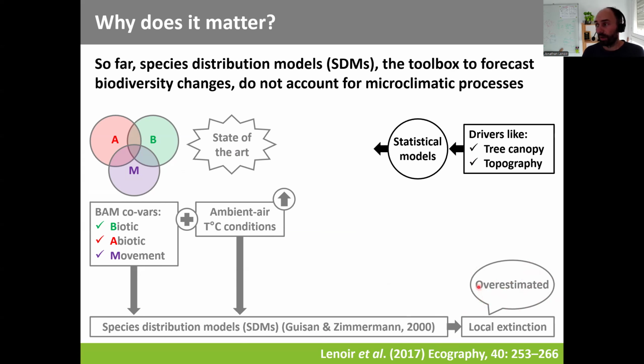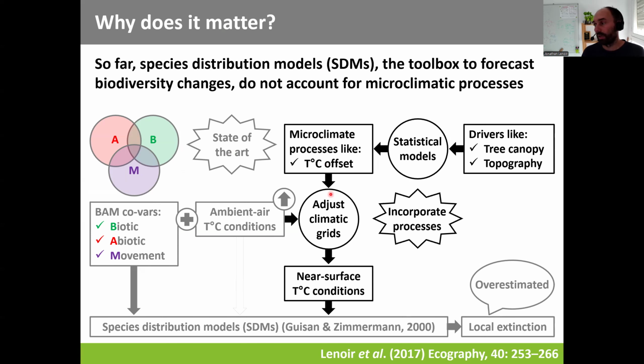So the idea is to incorporate the microclimatic processes via statistical models. So for instance, for forest microclimate, we can use some drivers like tree canopy conditions, topography, and then model the offset of temperature, so the difference between inside and outside forest conditions. And this offset, when it's modeled and gridded, you can use it and adjust the climatic grid of ambient air temperature. For instance, could be data from the WorldClim, CHELSA, or TerraClimate databases. And then you get something that is near surface temperature conditions. So here, understory temperature conditions, that will be the proximal microclimate of interest for forest-dwelling species.